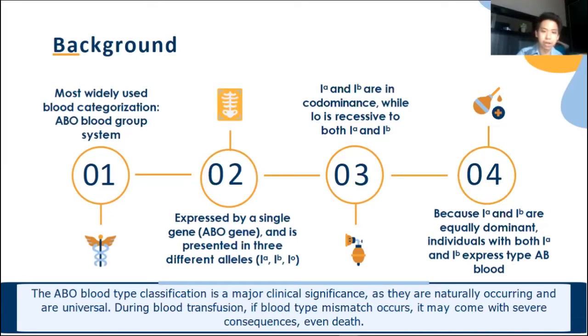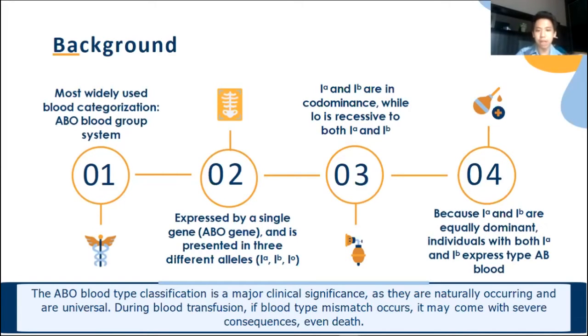Because IA and IB are equally dominant, individuals with IA and IB alleles have both antigens in their blood, as both alleles share a special dominance relationship where neither is shadowed by the other corresponding allele. In consequence, individuals with both IA and IB express type AB blood.